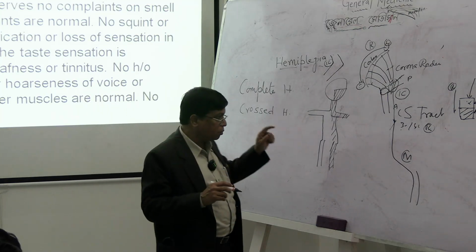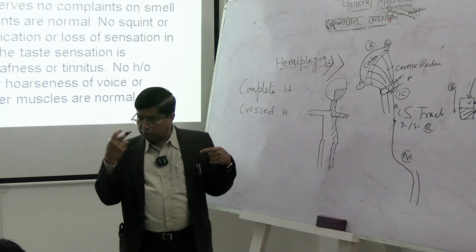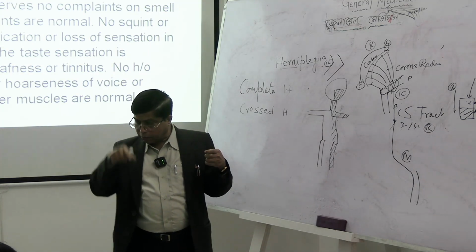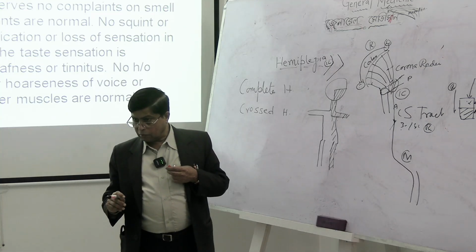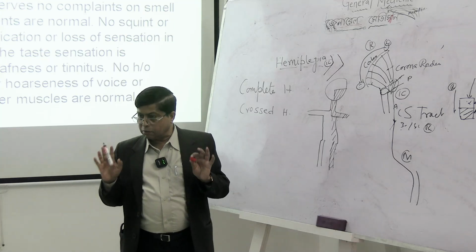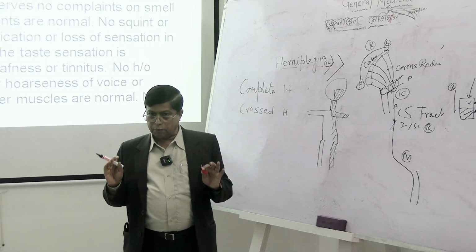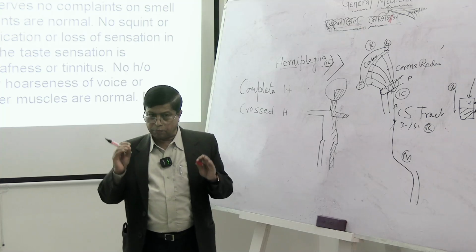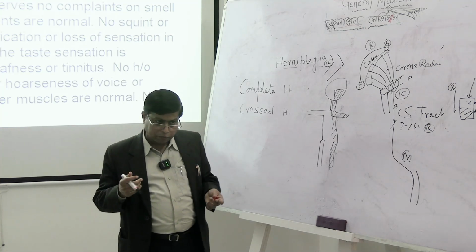Sorry, upper half is supplied by both sides, so upper half is spared, and the lower half is supplied from that side only, that's why it is affected. Got my point now? Upper half is spared because of its supply. Just simply tell this as why the upper half is spared: because the upper half of the nucleus is supplied by both sides. That's why only the lower half is impacted.